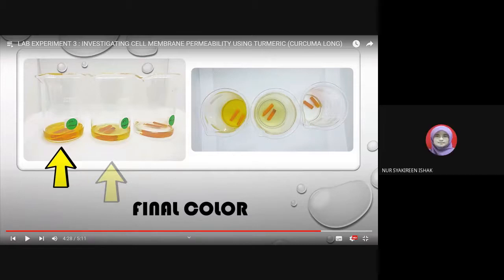Boleh. Okay, so when you are discussing your result, you must relate all this lah kan. Apa peranan ethanol, kenapa, apa efek dia kepada plasma membrane, kenapa ada perubahan colour, which is the pigment will move from the more concentrated region to the less concentrated region, from the cell to the solution.